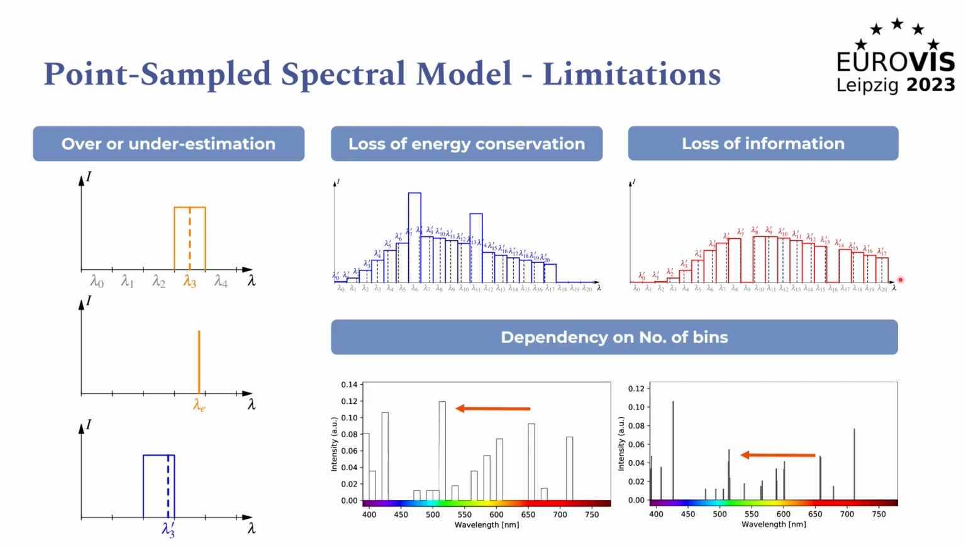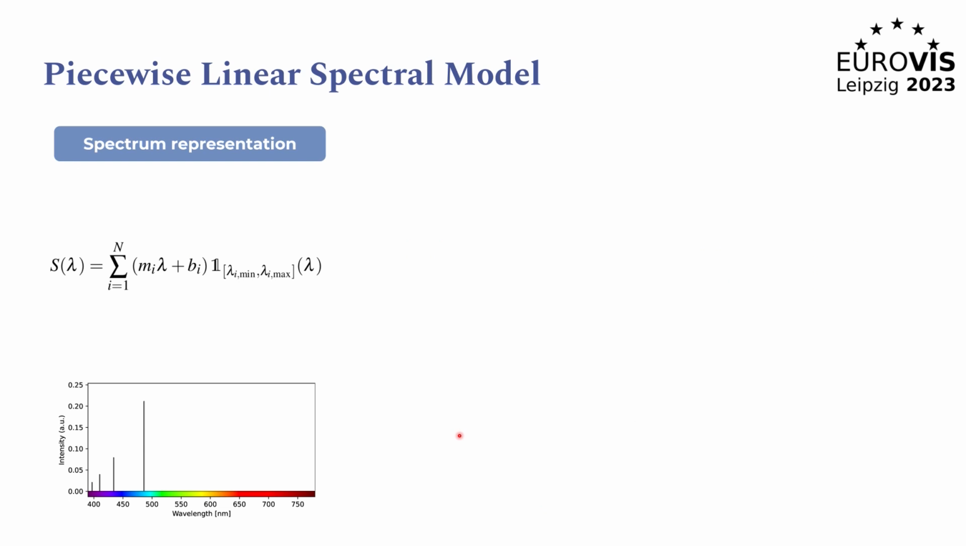And all of this depends on the number of bins. For example, if we used 400 bins to represent the spectrum, we get 3 lines here, but if we used 40 bins, they're all merged into one bin. This is why we propose a piecewise linear spectral model that overcomes those drawbacks.